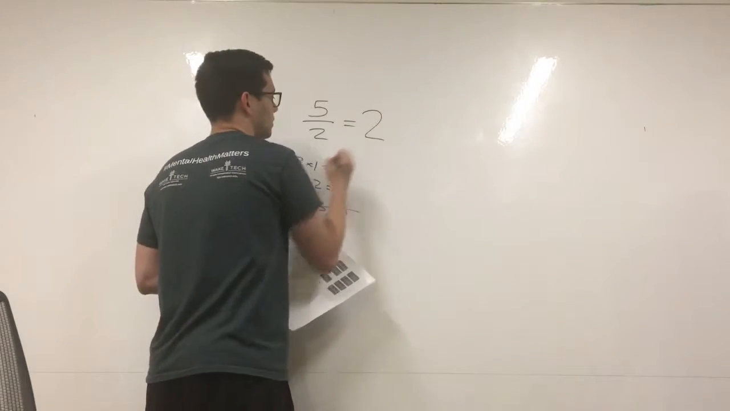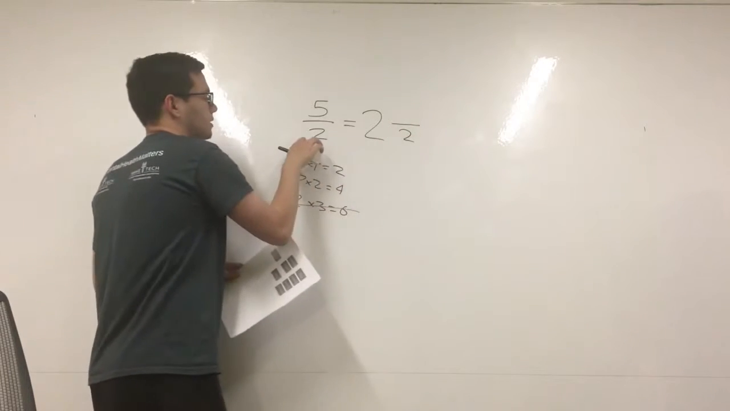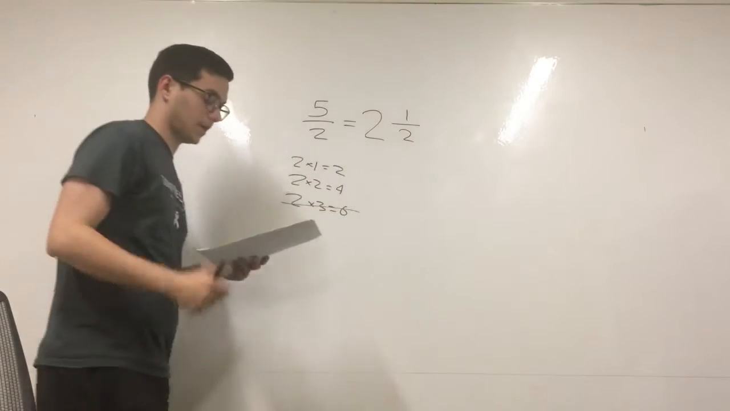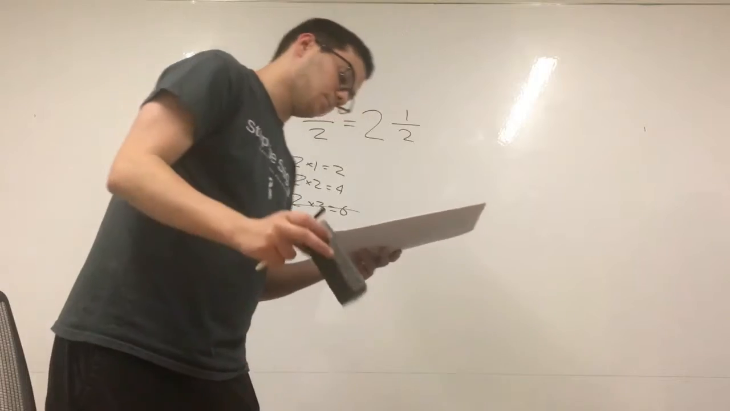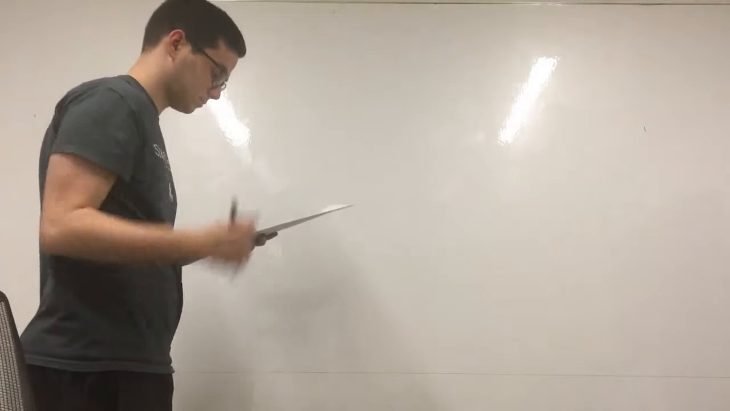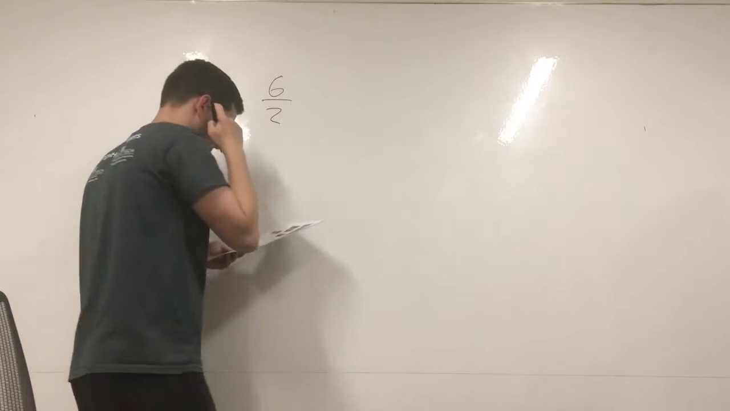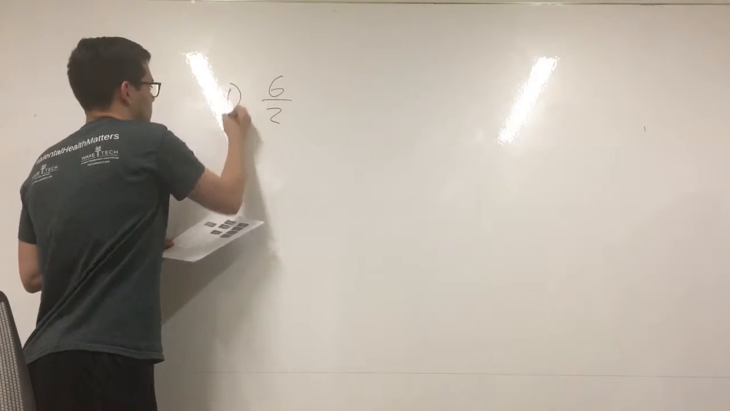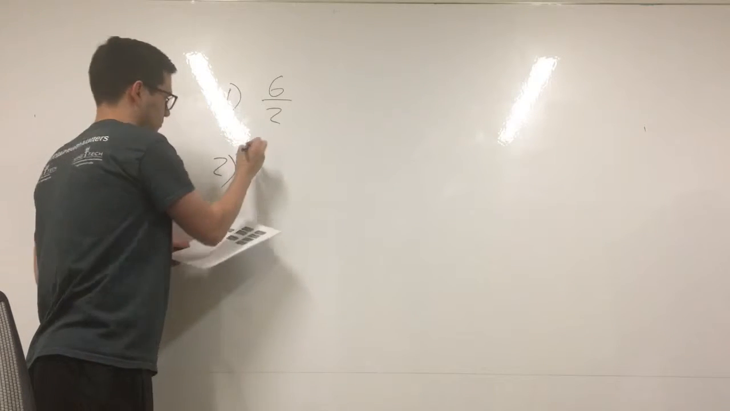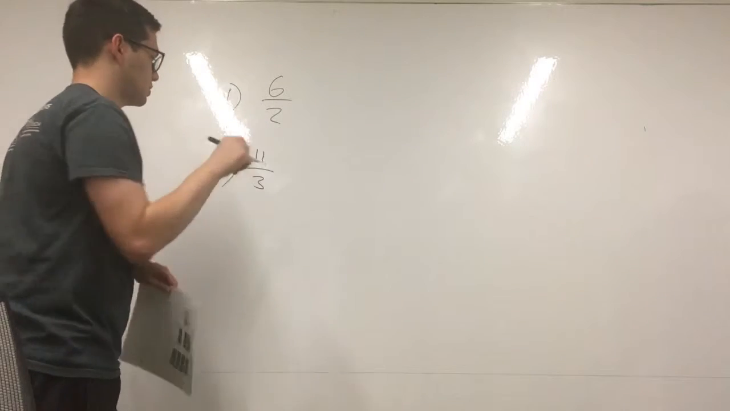So 2 is the number that goes up front. The denominator stays the same. And 2 times 2 is 4. 5 minus 4 is 1. 2 and 1/2. Let's try two more examples. So I got 6 over 2 and 11 over 3. So go ahead and try to change these to mixed numbers.